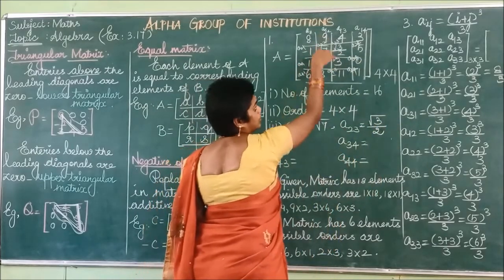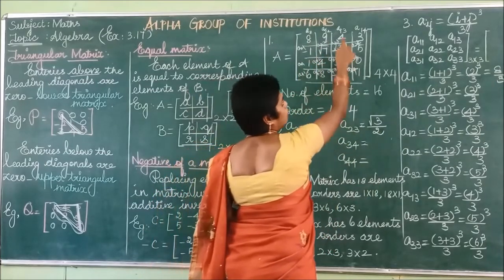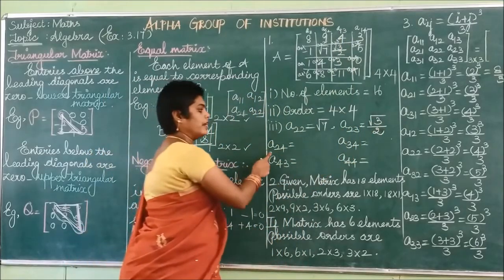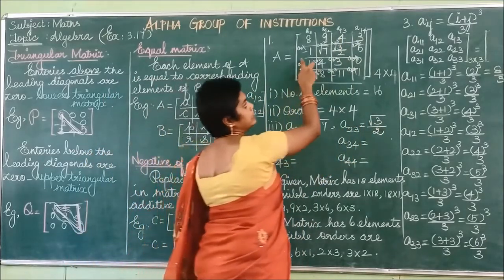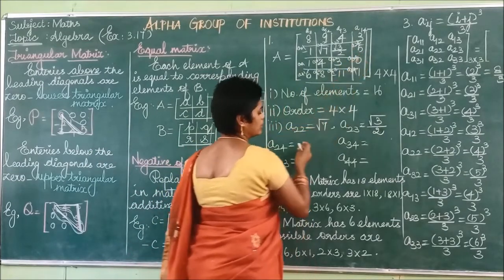A22 is second row and second column, that is root 7. A23 means second row and third column, the value is root 3 by 2. Then next value A24, that means second row, fourth column. What is the value?